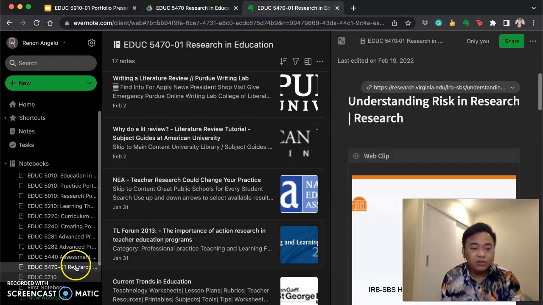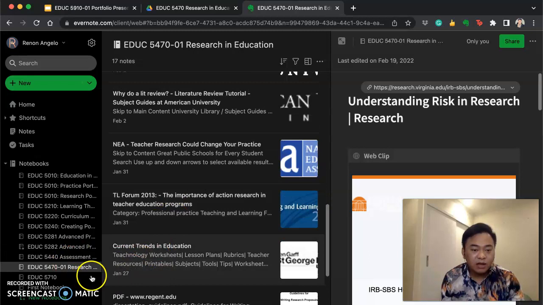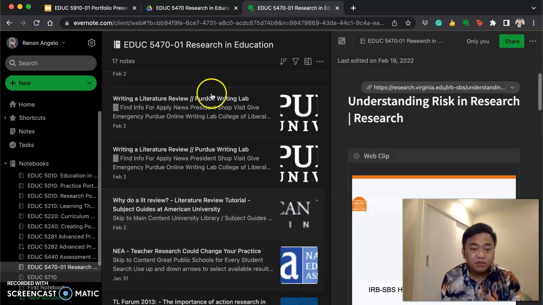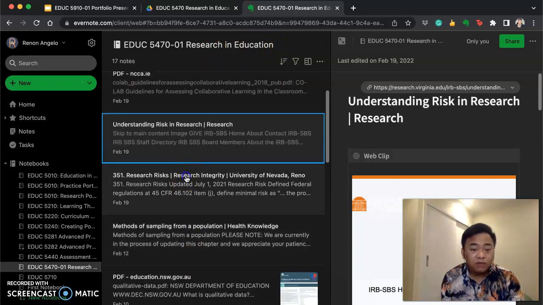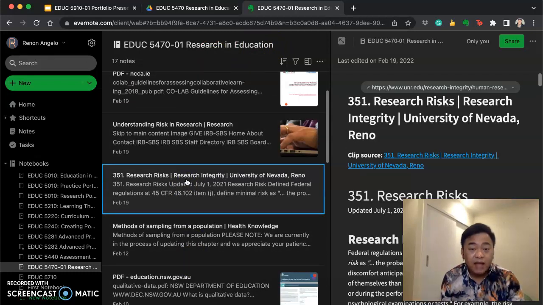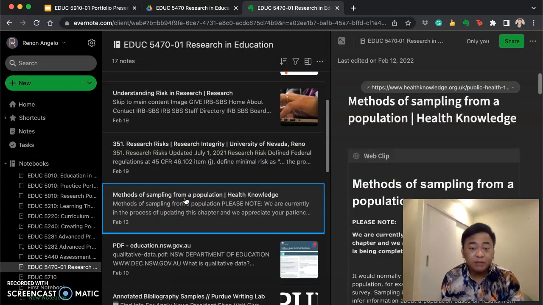And on my Evernote, you can also see they're organized by subject as well. Once you go inside, you'll be able to see the materials for the research and education notebook, all of the materials that I find helpful and relevant, like for instance the methods of sampling from a population, because I remember my professor pointed out that I have to change my method of sampling from a population.